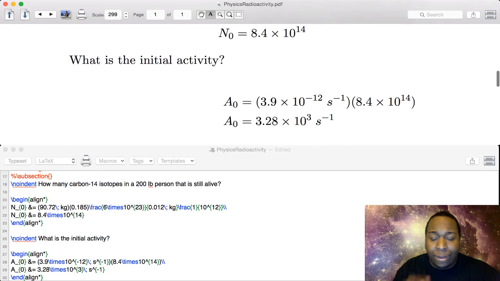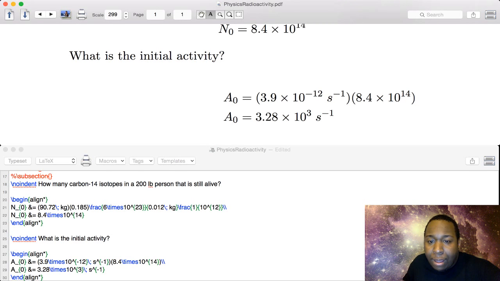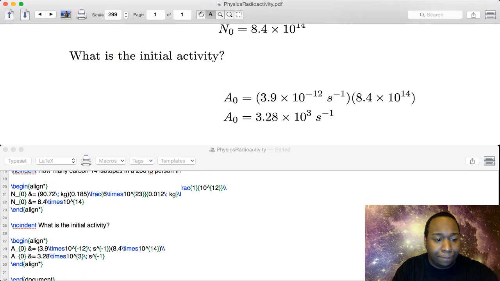All right, so that's our initial activity. Now what I want to know is, if our initial activity is somewhere a little bit above 3,000 decays per second, how long does it take for the number of decays to dwindle down to just 1 decay per second? And so we can actually go back to that.